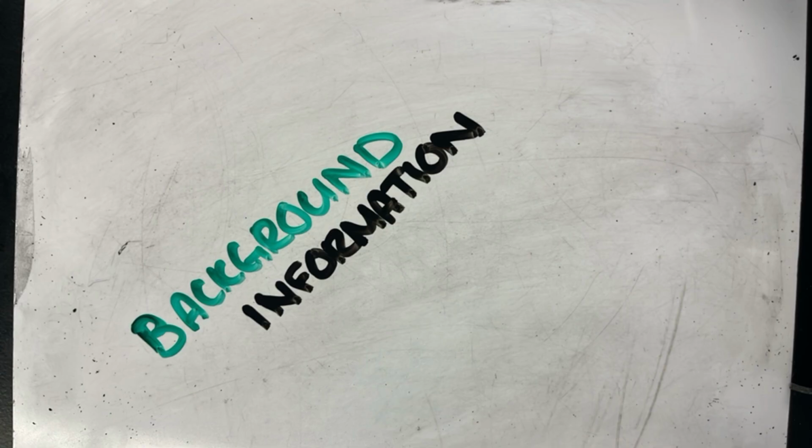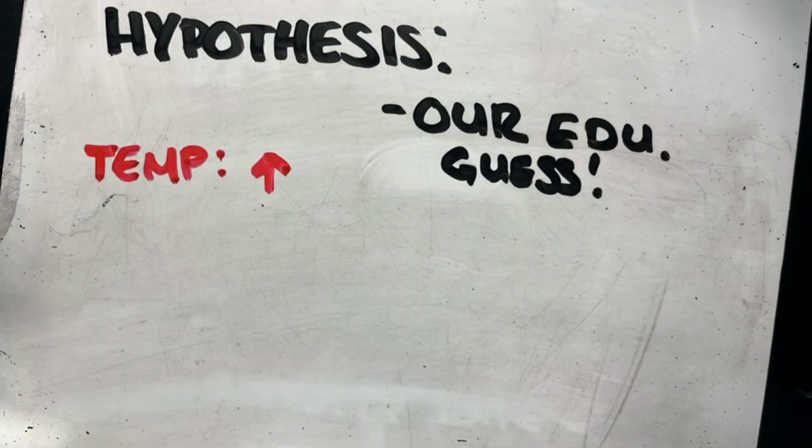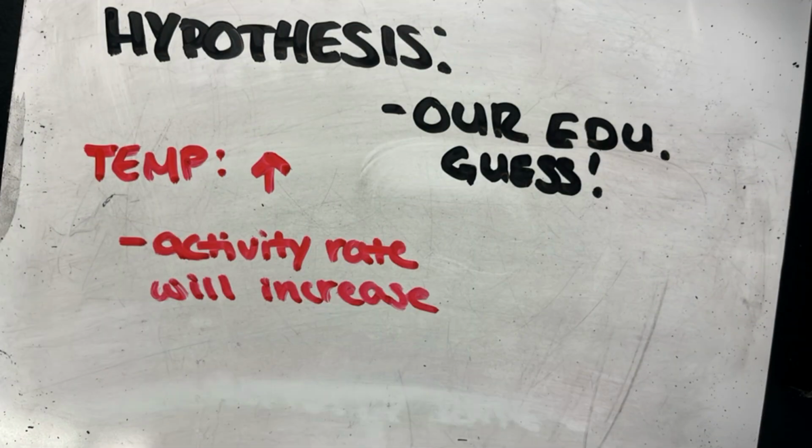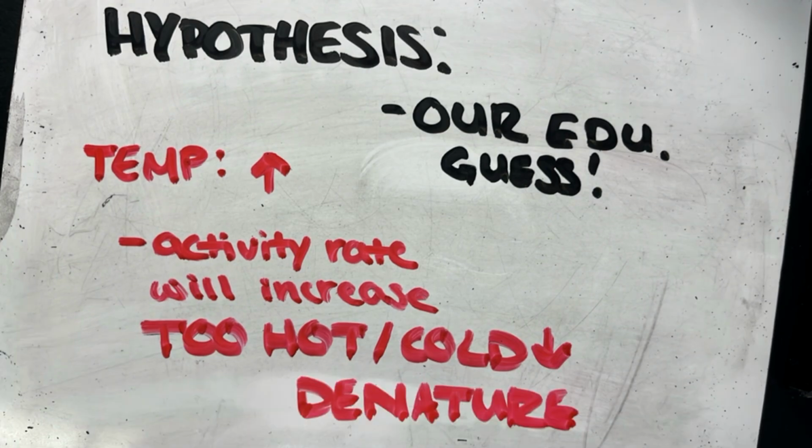under these conditions. Hypothesis. If the temperature increases, then the time for the rattlesnake venom to deactivate its target will decrease because higher temperatures typically speed up enzyme reactions. However, at extremely high or low temperatures, the enzyme may lose its effectiveness due to denaturation.